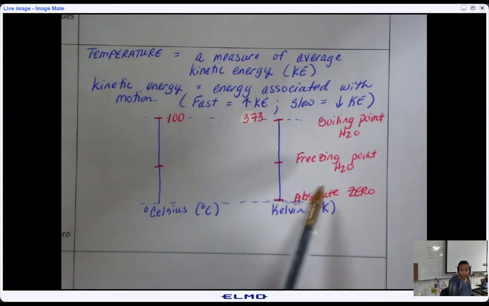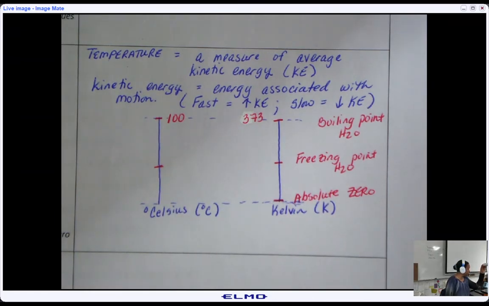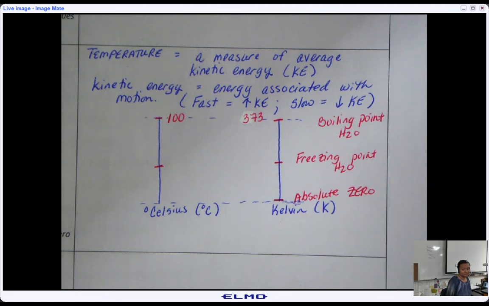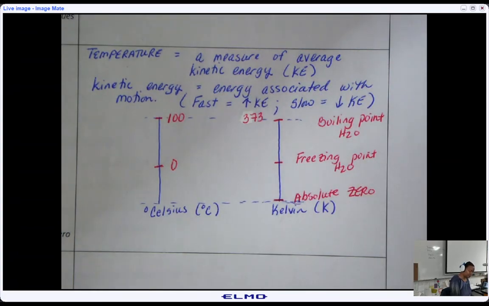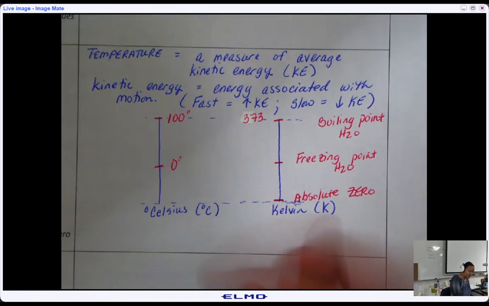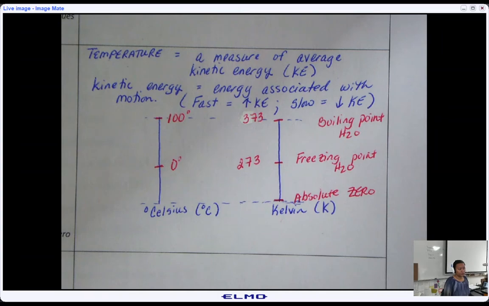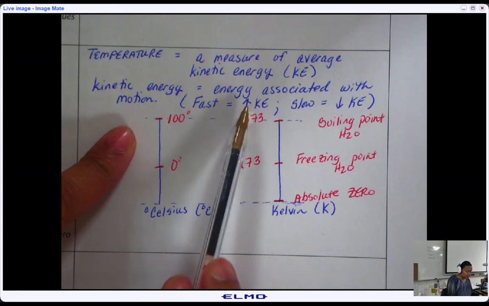Okay, freezing point of water. What is the freezing point of water on Celsius? Water freezes at what temperature? Zero. Thank you. Freezes at 0 degrees Celsius. Okay, and on the Kelvin scale, it is 273 Kelvin. Okay, now, this is the Celsius scale. This is the Kelvin scale.